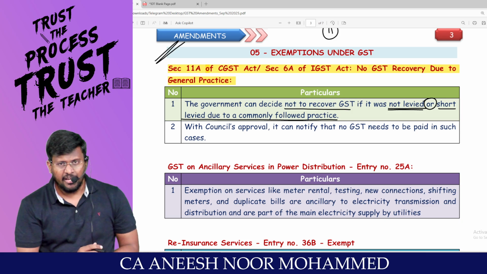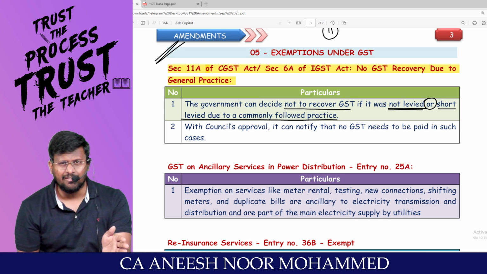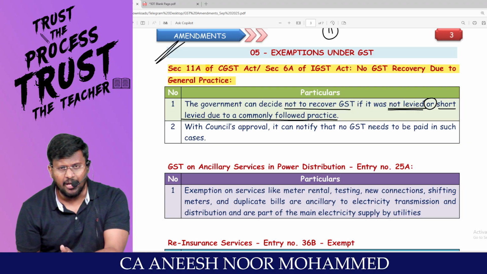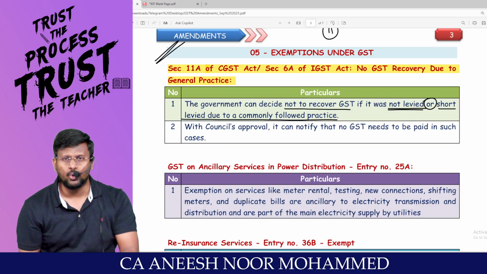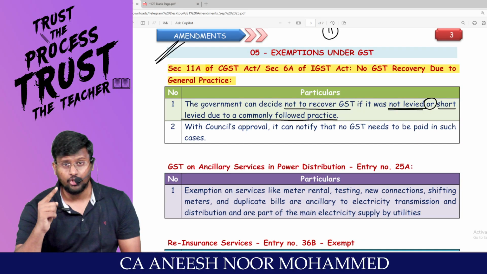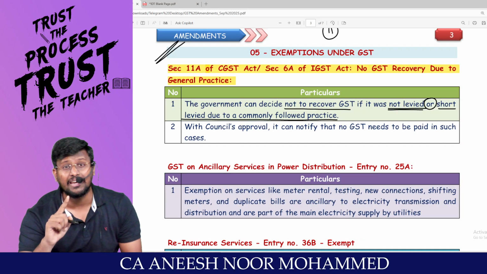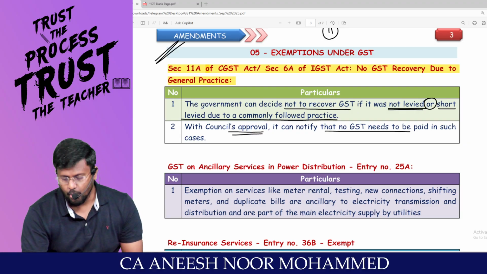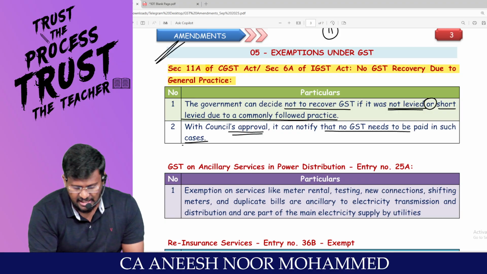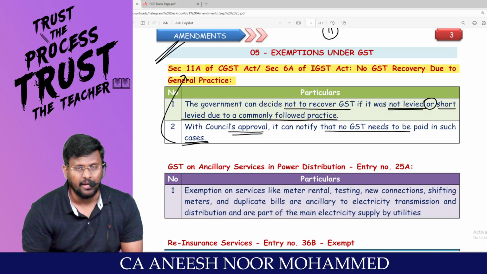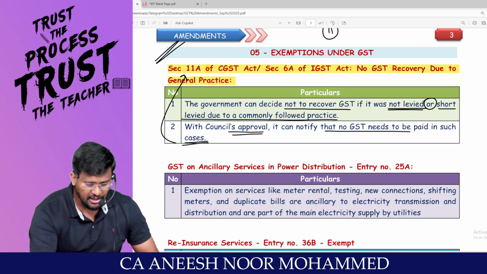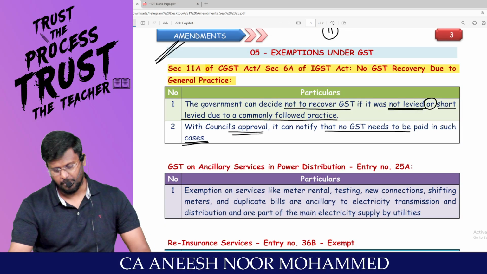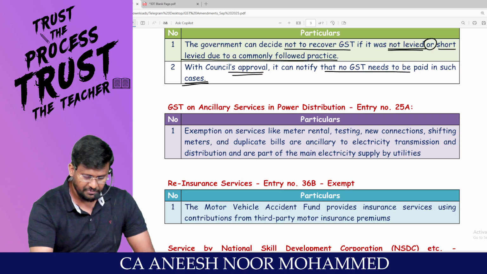That means in future, if it gets clarity, the government is saying that we will never ask you to pay whatever GST. It is not thought by one person. It is thought by entire India. With the Council's approval, it can notify that no GST needs to be paid in such cases. That's Section 11A, a brilliant, beautiful, supporting section for the taxpayers. Fine, fantastic to the core.